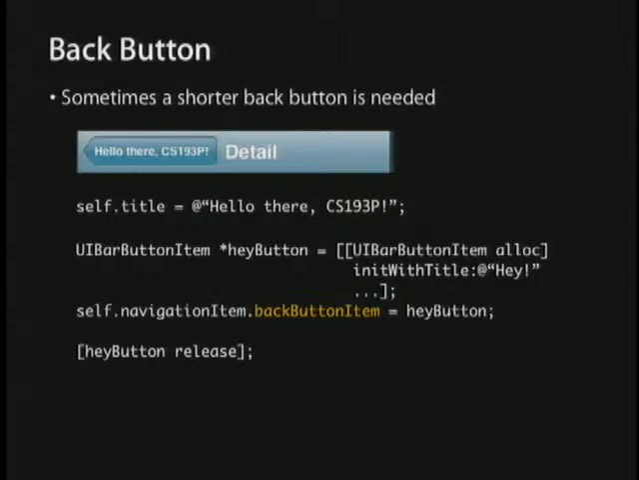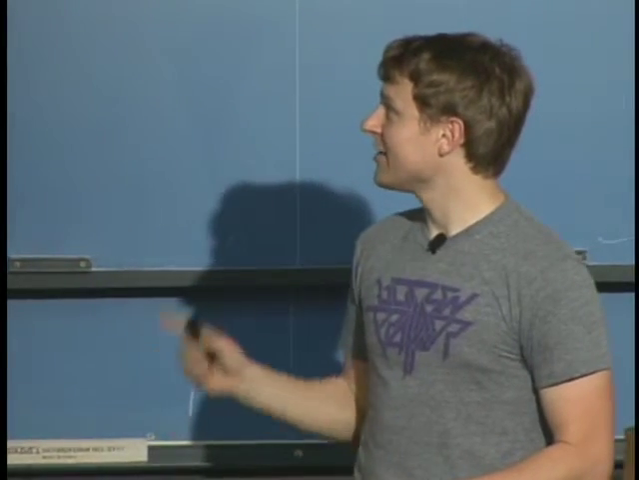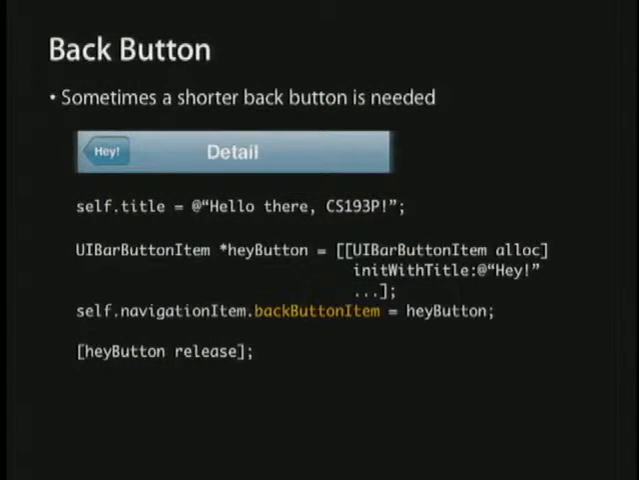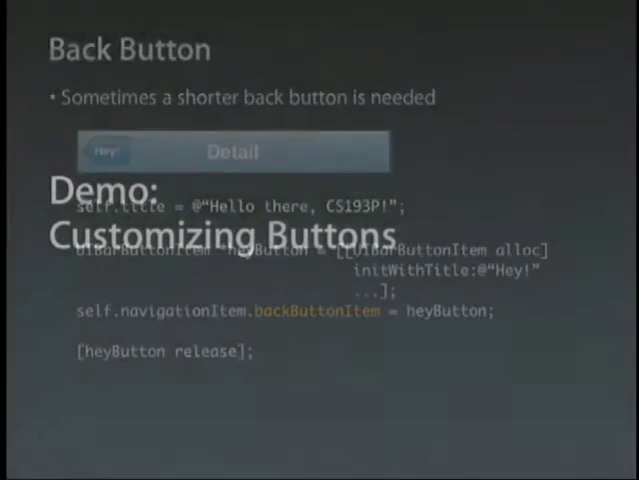So again, this is within the previous view controller. I'm just going to hammer this in here. This is not in the detail view controller. It's in the one that is one level back in the stack, and that will cause it to use a shorter title. So that's how you customize the back button.